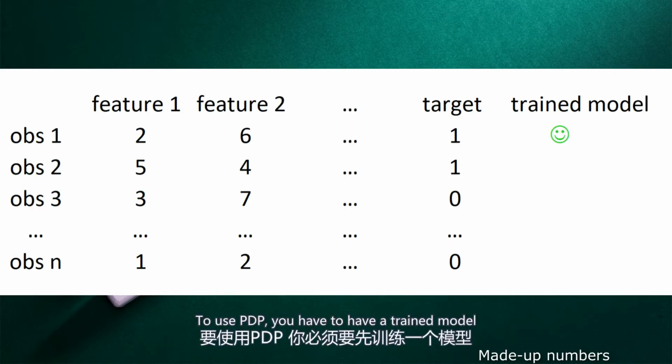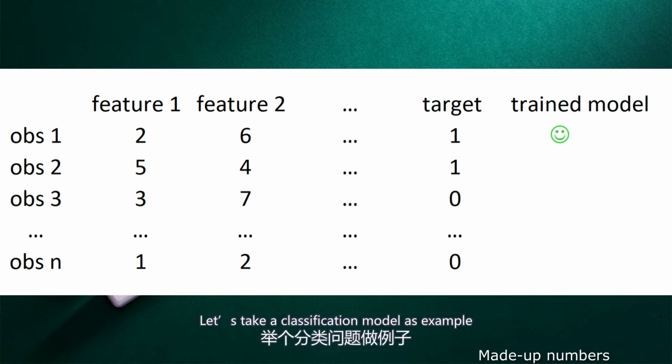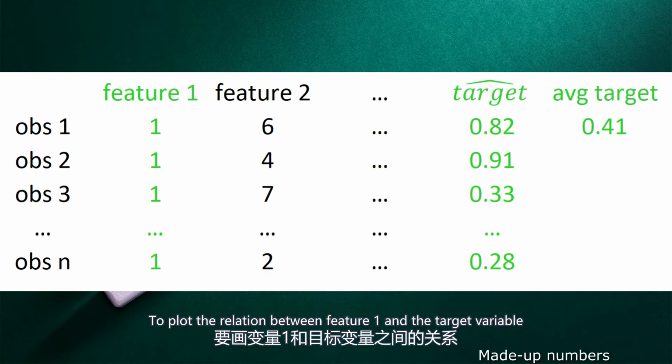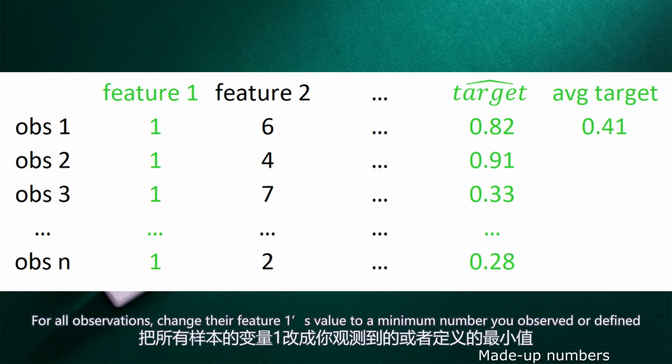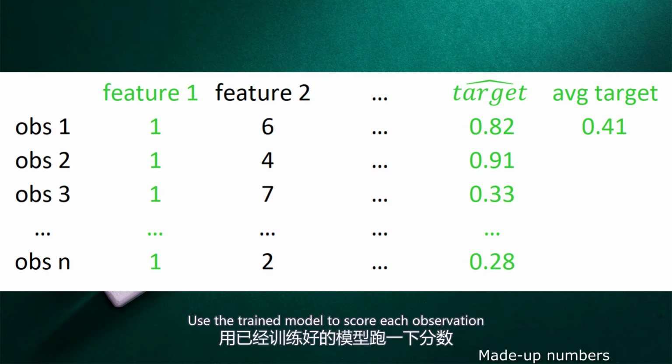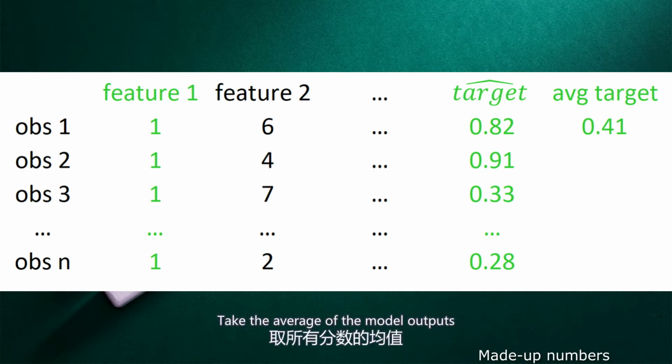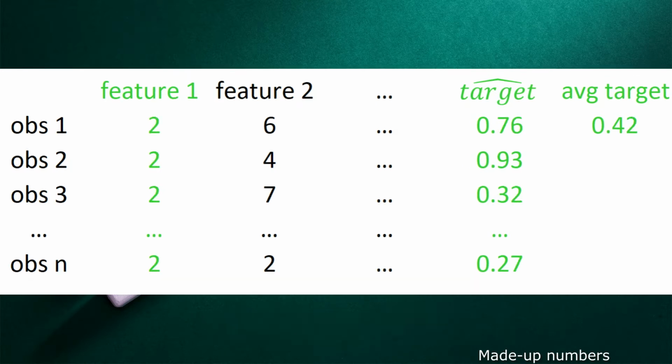To use PDP, you have to have a trained model. Let's take a classification model as an example. To plot the relation between feature 1 and the target variable, keep all other independent variables unchanged. For all the observations, change their feature 1's value to a minimum number you observed or defined. Use the trained model to score each observation. Take the average of the model output.